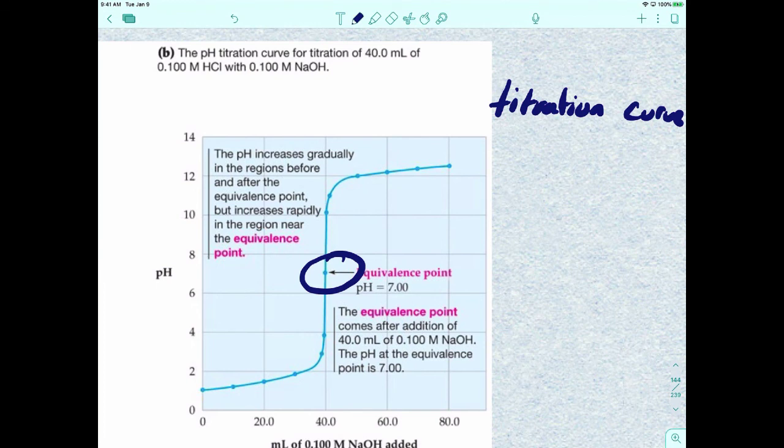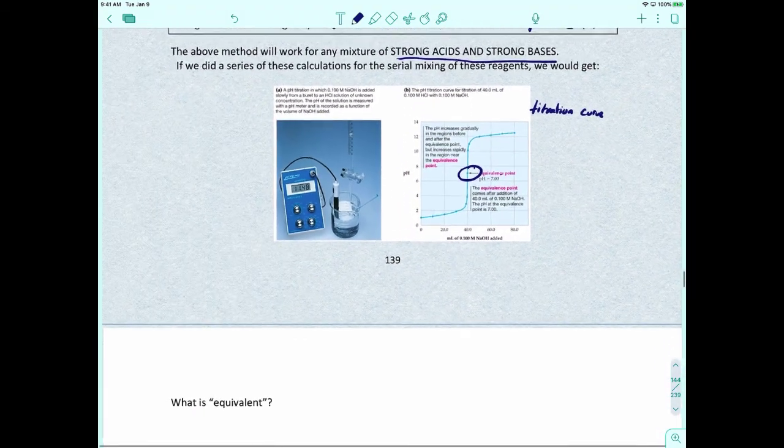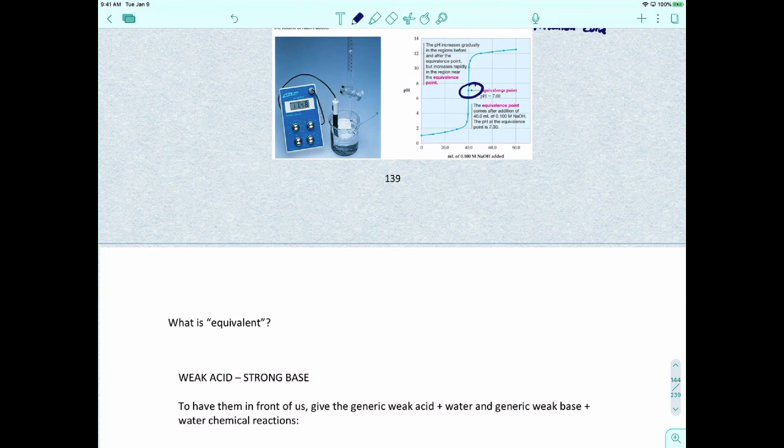In Gen Chem 1, when we talked about titrations, what we did was solve directly for the equivalence point, where the amount of the acid is equal to the amount of the base. What does equivalent mean? That means the moles of the acid are equal to the moles of the base. So that is the strong acid, strong base titration.